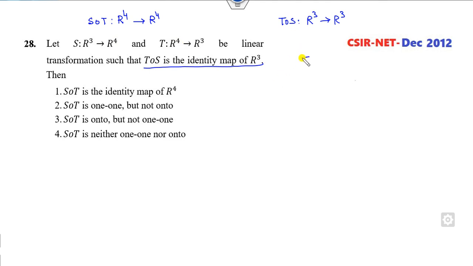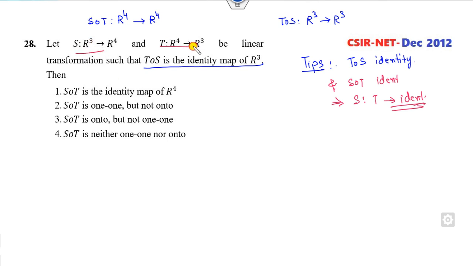Now remember, if one mapping is the identity, and the second mapping is also the identity, what is the meaning of that? Both S and T mappings are identical. But they are not identical. Why? Because these are the elements of R3, and these are the elements of R4 in the domain. It means if one is identical, this is not identical. So the first option is cancelled out.